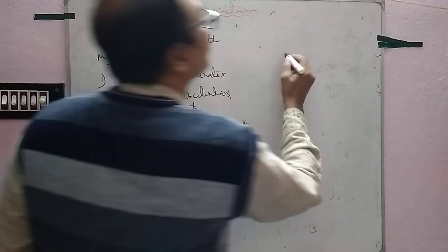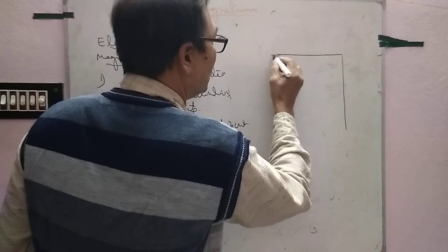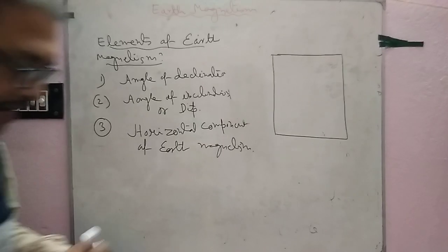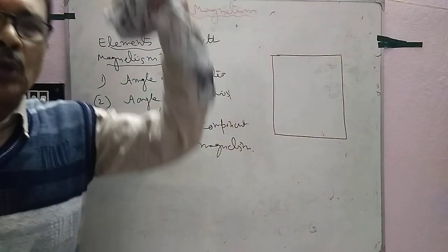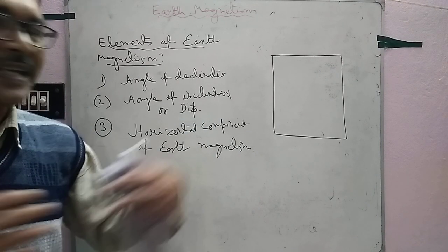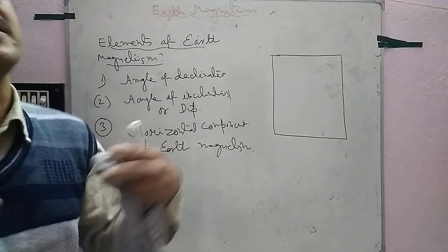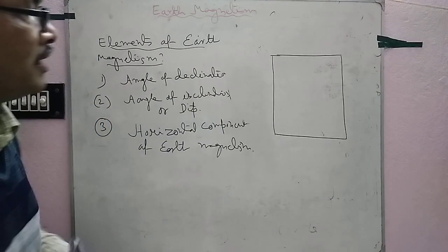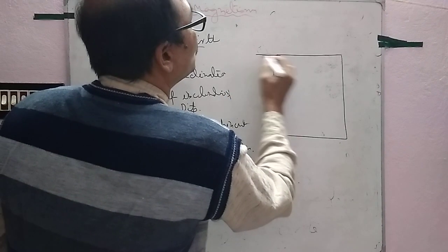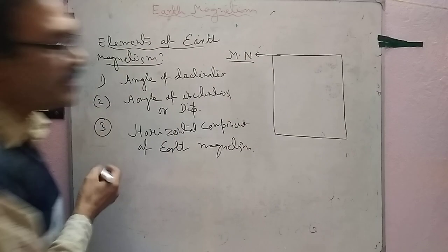Suppose this is a magnetic meridian, the vertical plane drawn through the magnetic north pole and magnetic south pole of Earth. That is the line connecting magnetic north pole and magnetic south pole of Earth, vertical plane. I have discussed it initially. So this is the north, magnetic north. Clear? This is magnetic north.